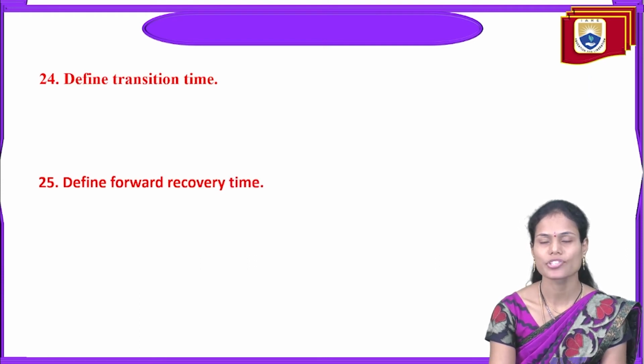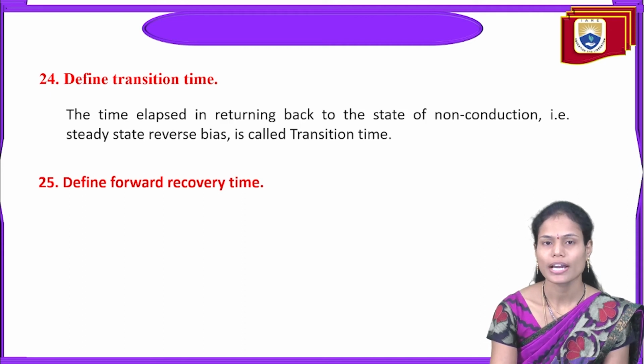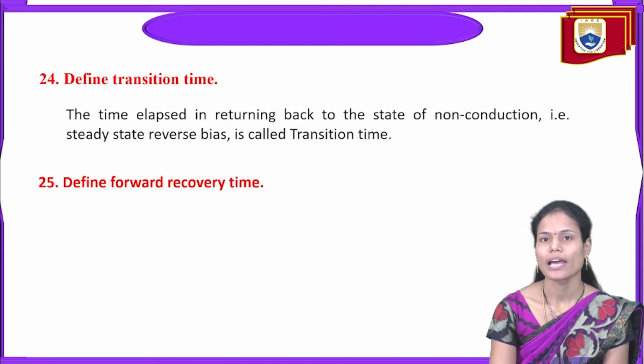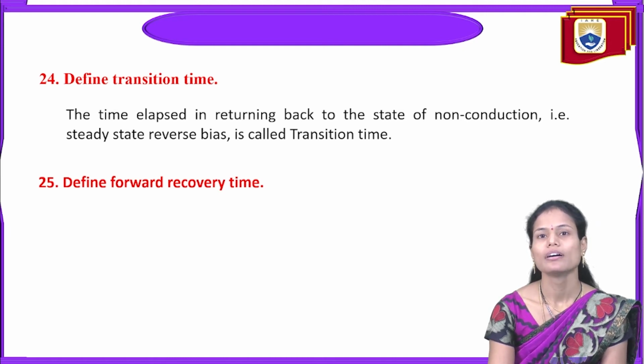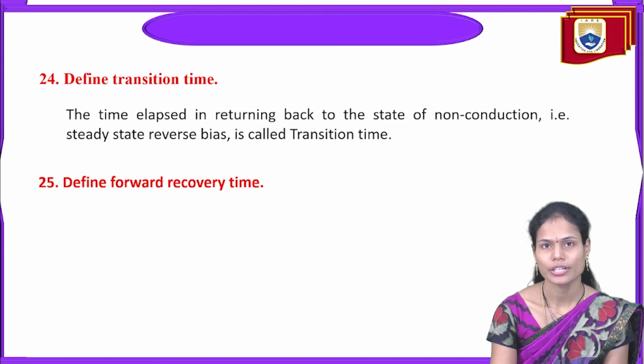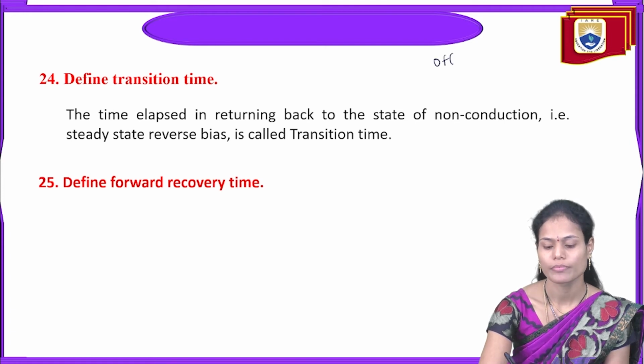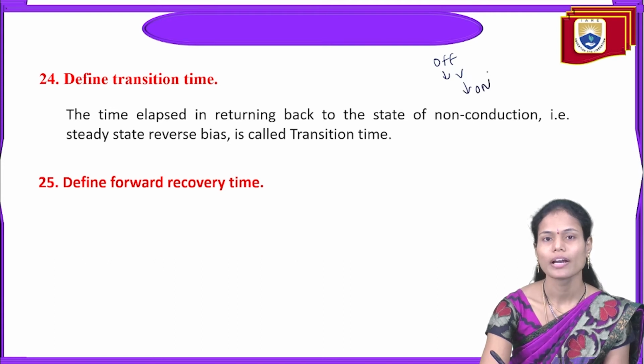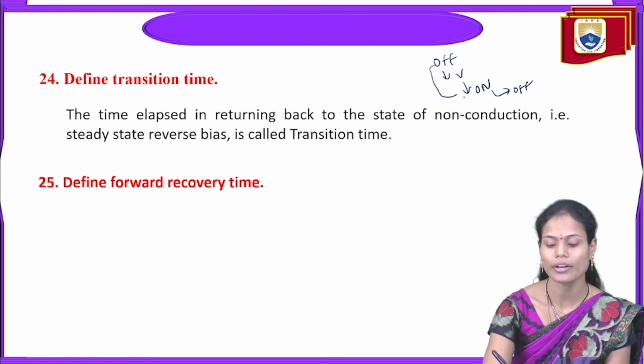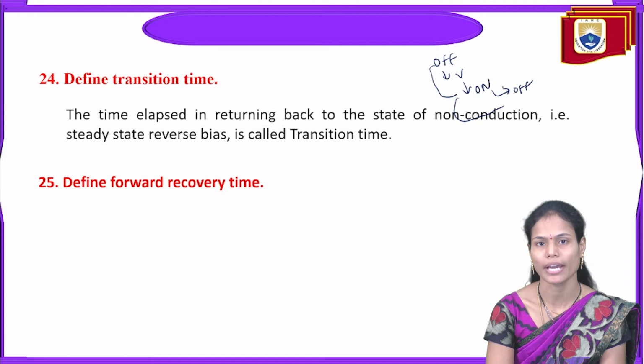Next, define transition time. The transition time is the time elapsed in returning back to the state of non-conduction, that is, steady state reverse bias. That is nothing but once the diode is in the off state, whenever we provide the voltage to the diode, it will go to the on state again. And if you remove the voltage, again it will move to the off state. Whenever it is switching from off to on and on to off, it will take some time. That particular time duration we are calling the transition time of the diode.